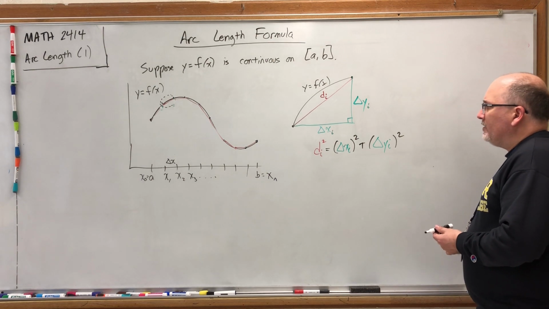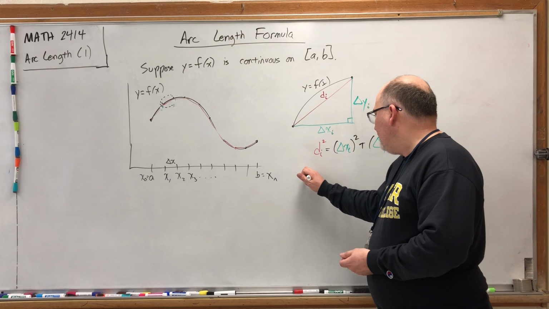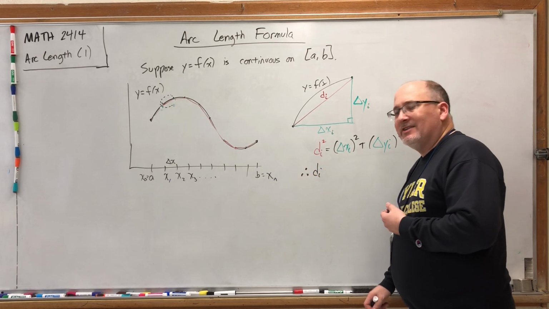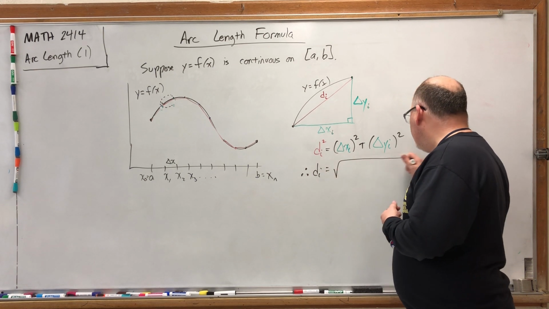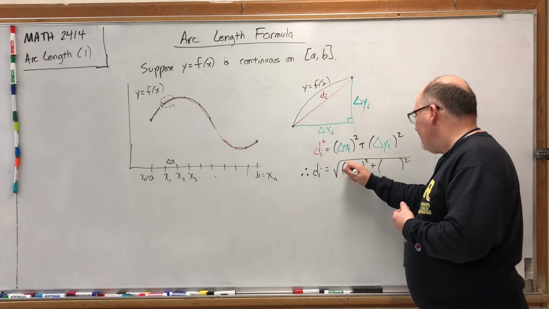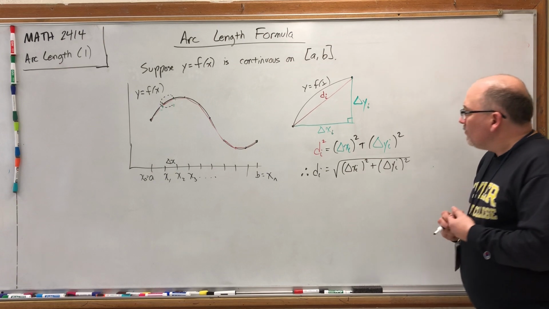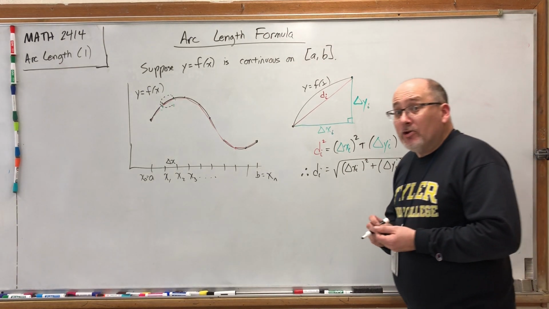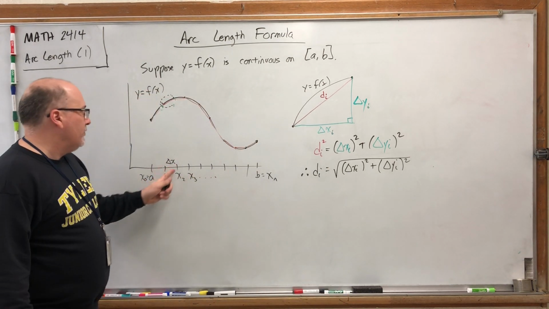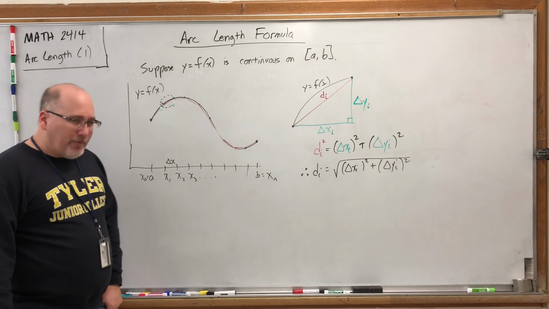And so to figure out a value for d, I can just square root both sides. And we'll switch to one color now. Therefore, the length of that segment, in terms of delta x and delta y, is the square root of the sum of the squares of the deltas. Okay, so we have a linear approximation for the arc length above this subinterval on the x-axis. So that means that we can take the sum of those.